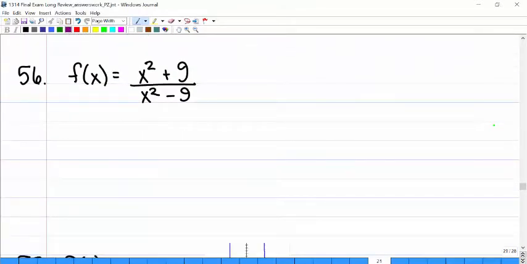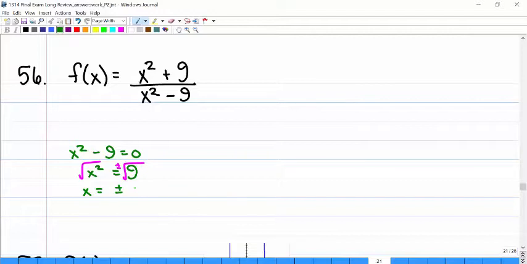For number 56, same process. For vertical asymptotes, when is x squared minus 9 equal to 0? So when is x squared equal to 9? If I take the square root of both sides, I have to put a plus or minus on the right. So I get x equals plus or minus 3. Again, I have vertical asymptotes at x equals 3 and x equals negative 3.